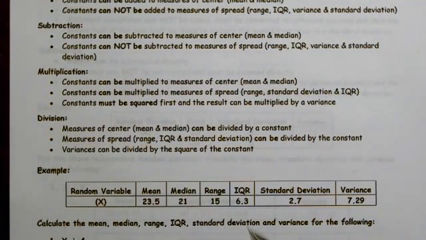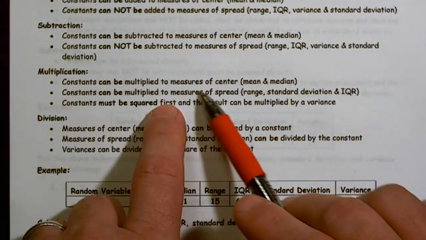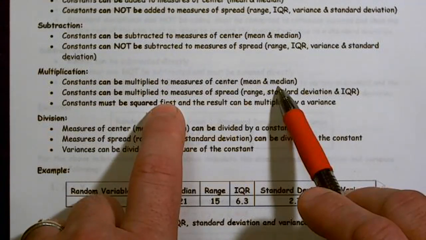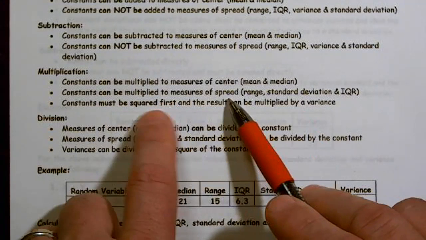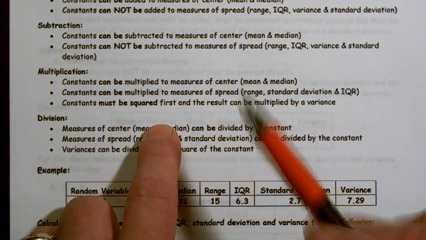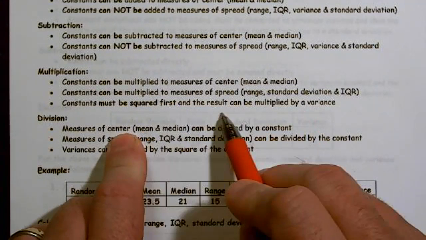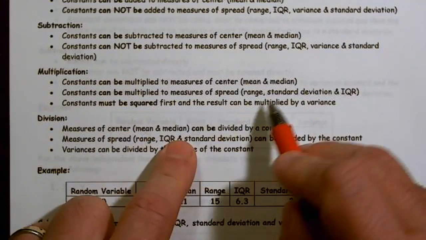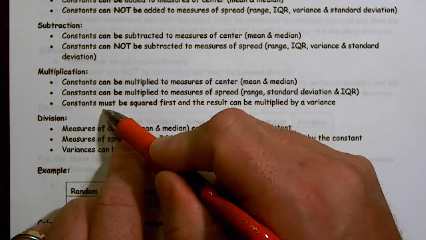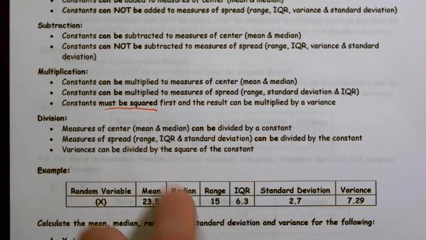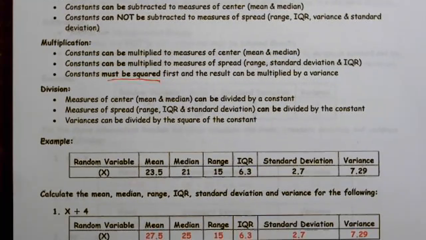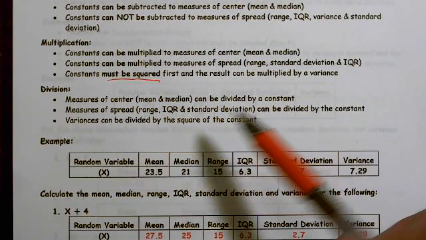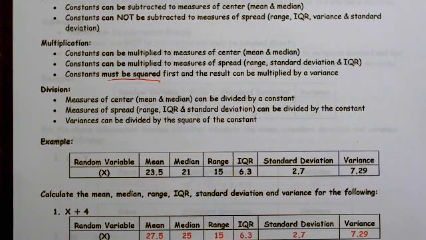On multiplication, constants can be multiplied by measures of center, which means the mean and the median. Constants can also be multiplied by measures of spread, but for variances, we have a slightly different rule. Constants must be squared first, and then they can be multiplied by variance. And division follows the same rules as multiplication.